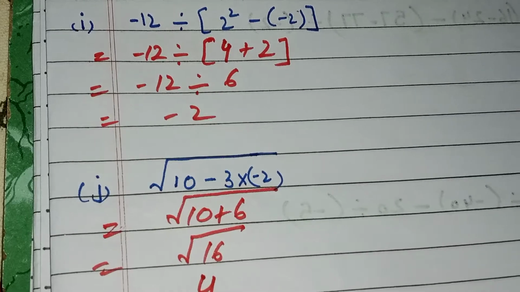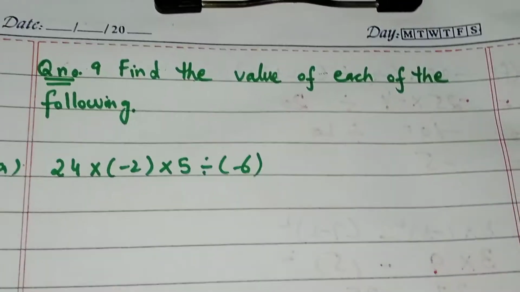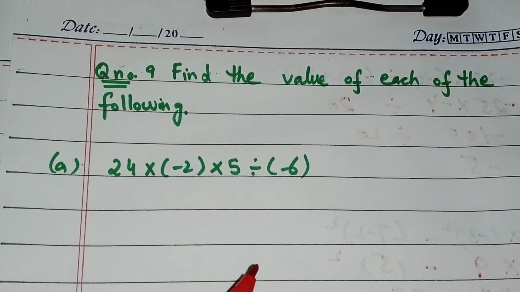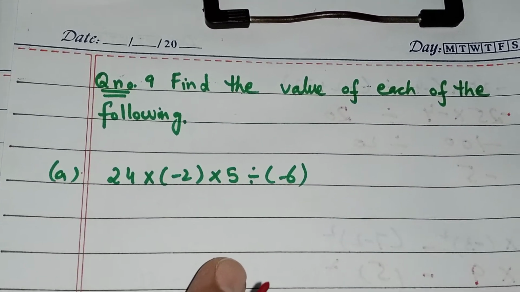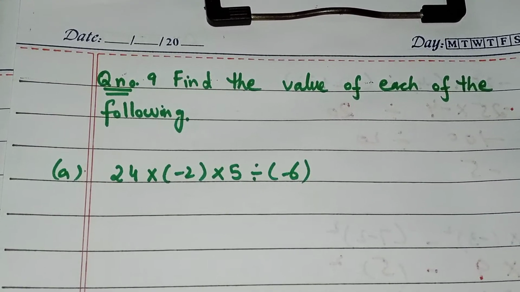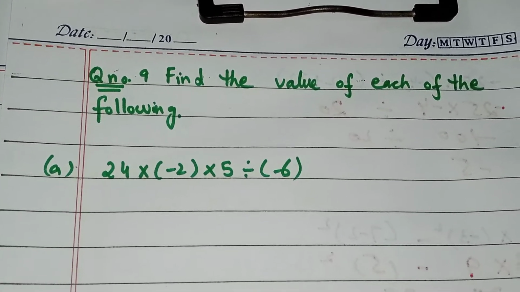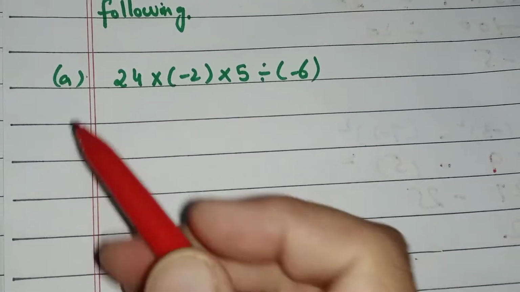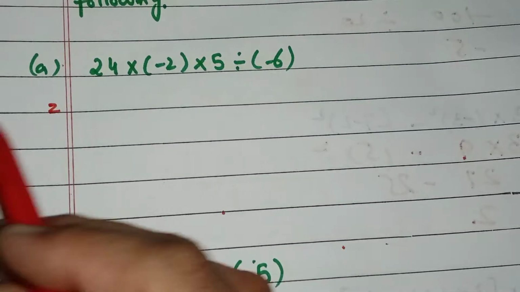I hope, student, you understand these questions very easily. Now I have question number 9. Find the value of each of the following, student. I again tell you, first of all revise the addition and subtraction of integers and multiplication and division of integers, then solve these questions. You will easily understand the method and it is very easy to solve after revising the concepts.